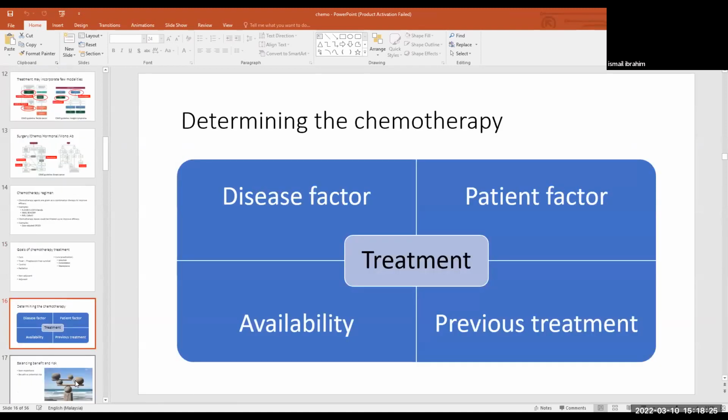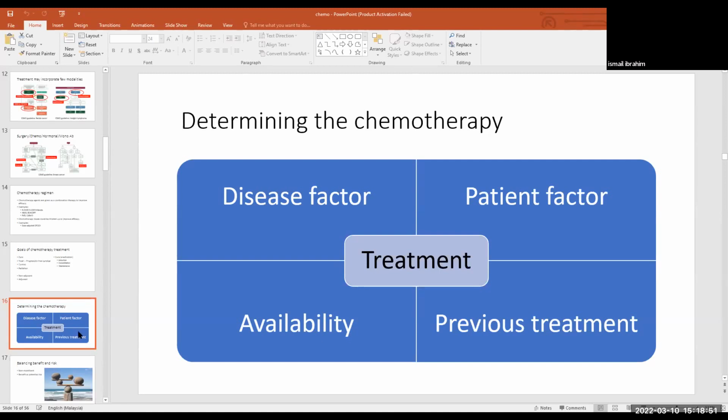Now, how to determine chemotherapy? What treatment to give? I think I mentioned early on, you need to know the disease properly. So there is a disease factor. We need to know the patient very well, so there is a patient factor. You also need to know whether the patient had similar treatment before, then probably it's not wise to use the same chemotherapy because the patient may develop resistance to previous treatment.